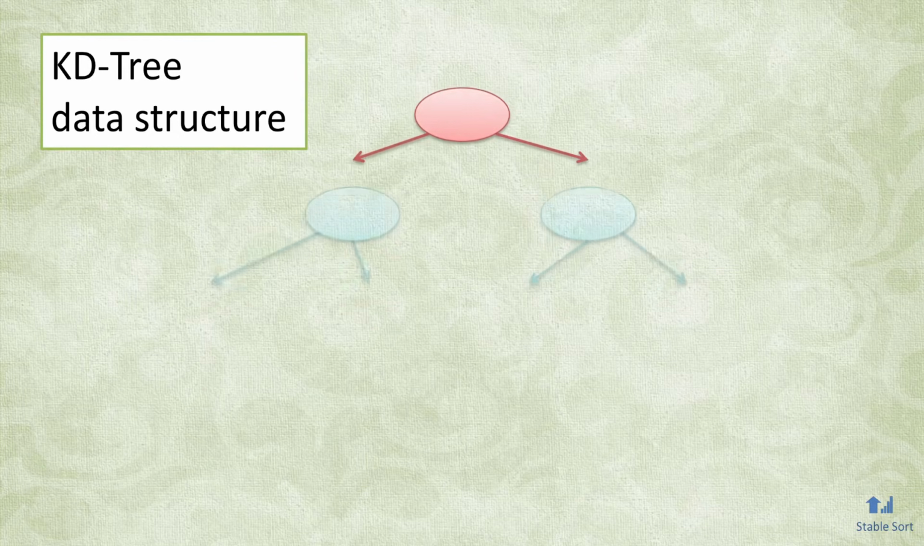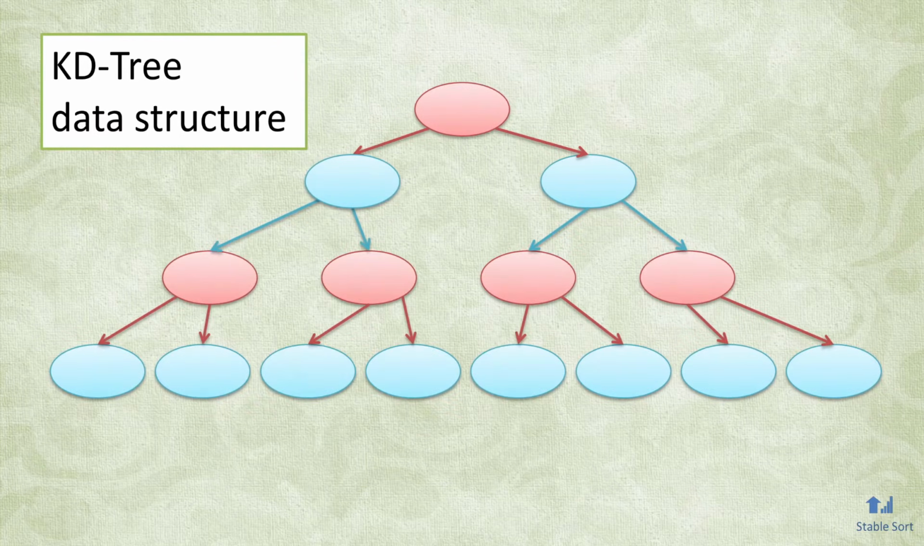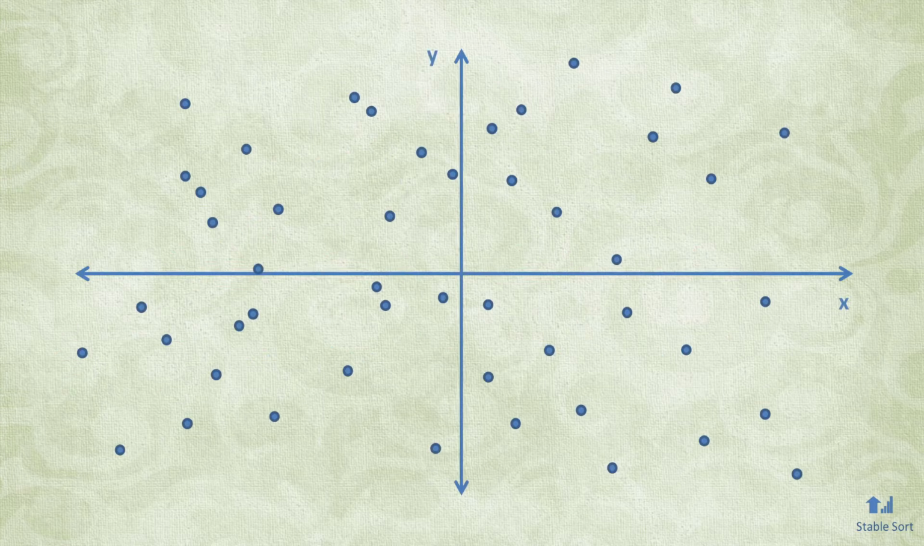KD tree is a data structure useful when organizing data by several criteria all at once. Consider an example where you have a set of points on a two-dimensional plane. Now, suppose you are asked to find the nearest neighbor of some target point. What data structure would you use to store these points to be able to solve that problem?